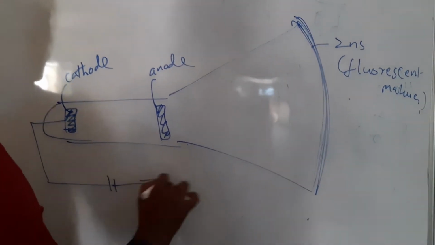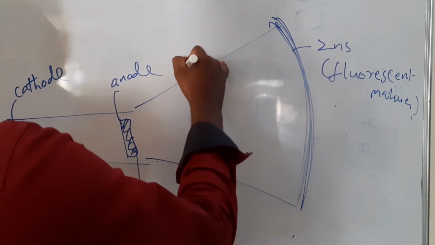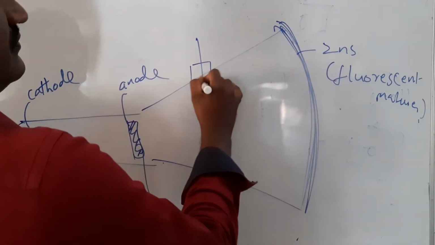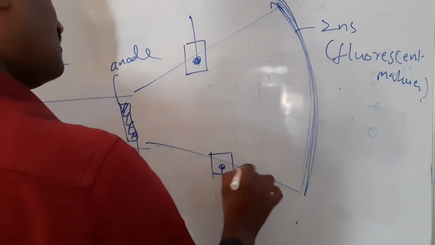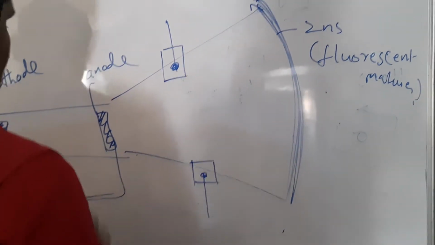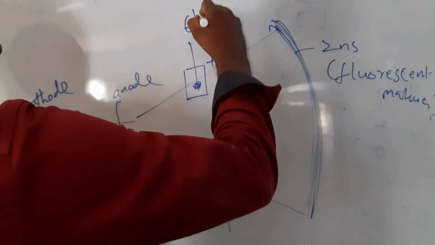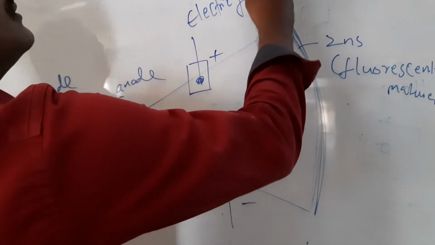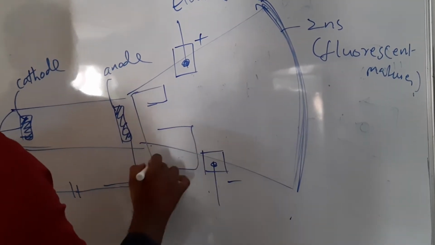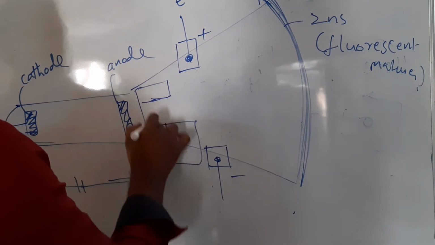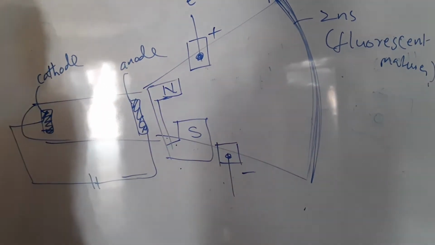The battery is connected here. Here we kept an electric field, plus and minus. And we applied a magnet also, here the magnet. This is the north pole and this is the south pole.